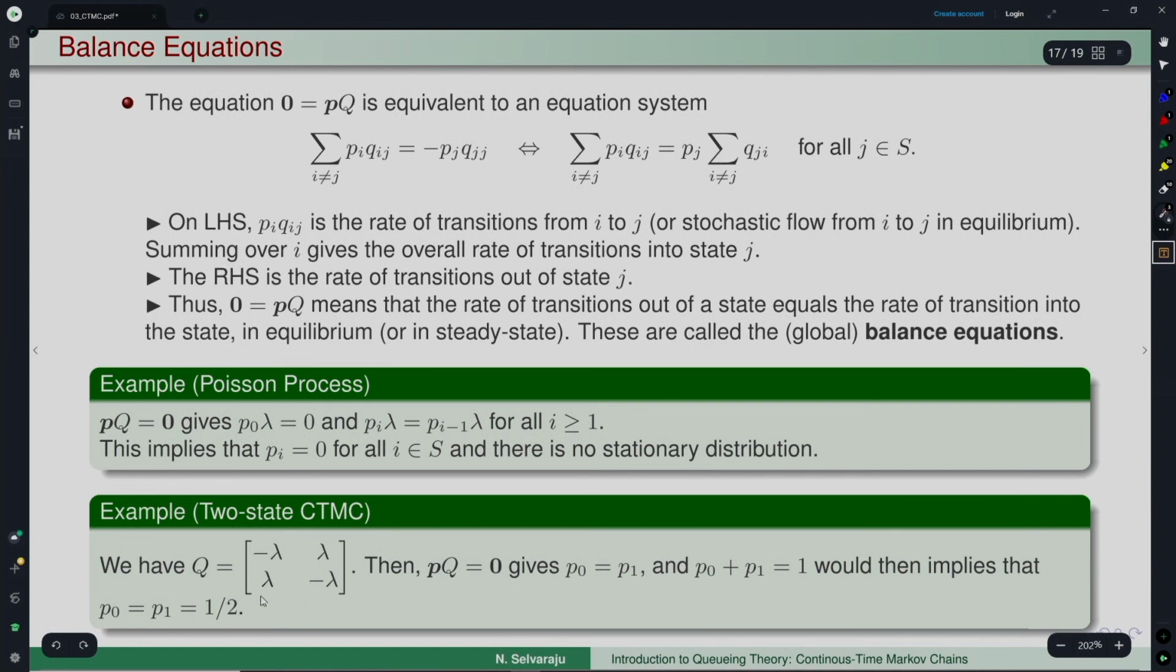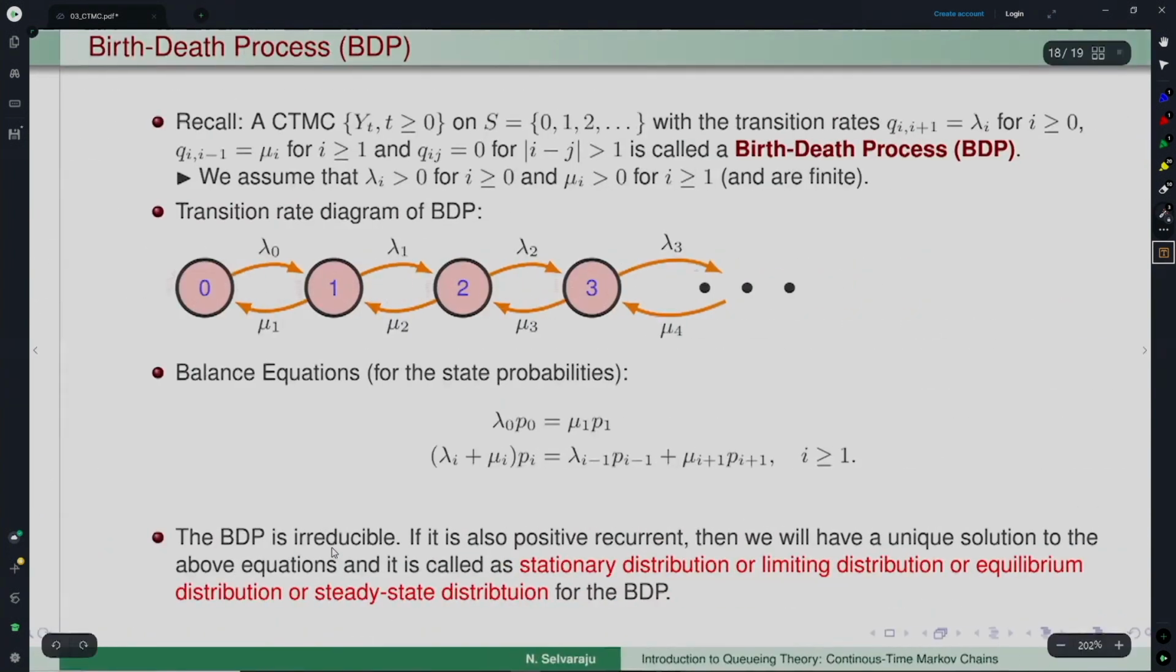And for the two state Markov chain, which is what this Q is here, this equation gives P naught equal to P1, and P naught plus P1 equal to 1. That implies that P naught and P1 are half each.